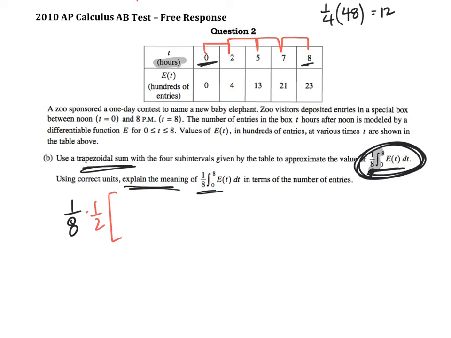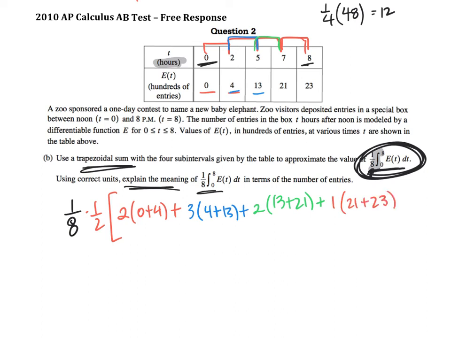So the height of my first trapezoid is 2. The sum of its bases are 0 and 4. My next trapezoid has a height of 3. Sum of its bases are 4 and 13. My next trapezoid, height of 2. Sum of its bases 13 and 21. And my last trapezoid has a height of 1. Sum of its bases are 21 and 23.